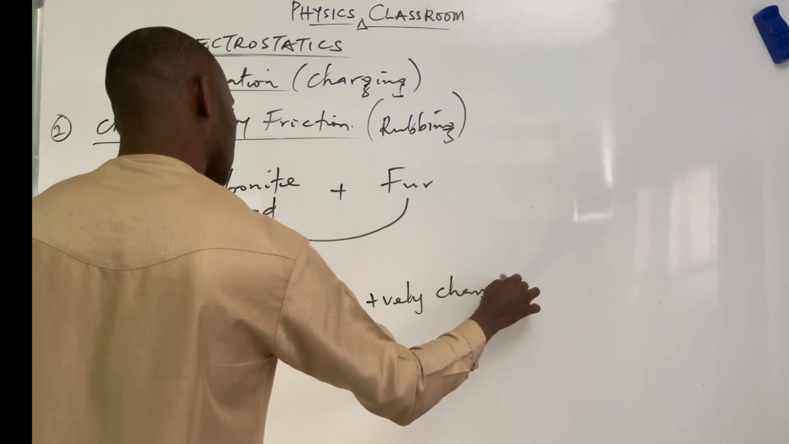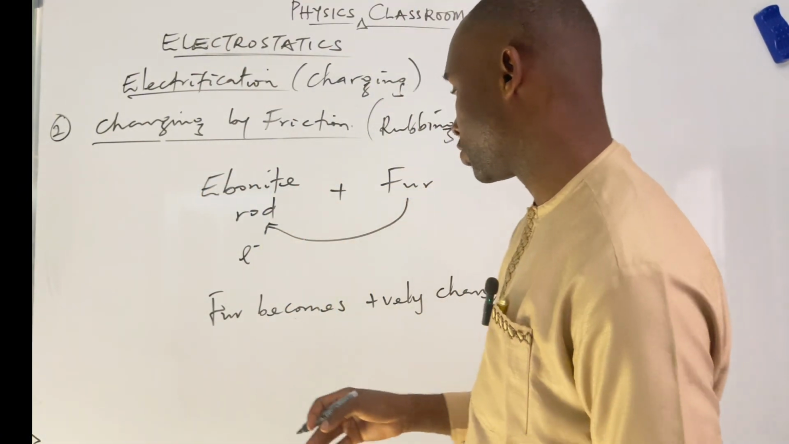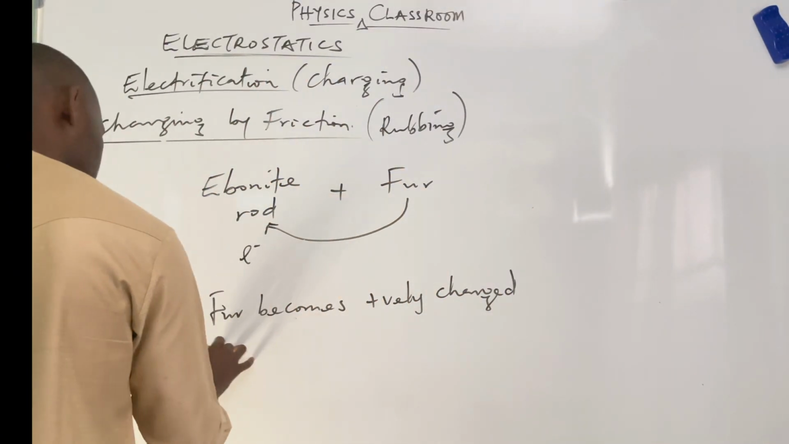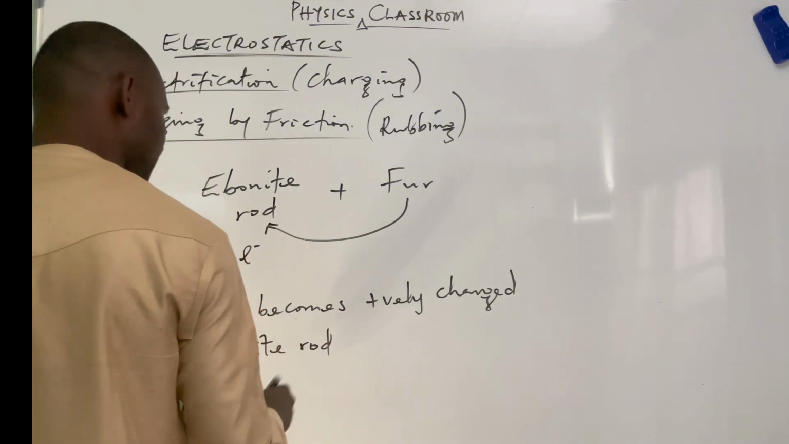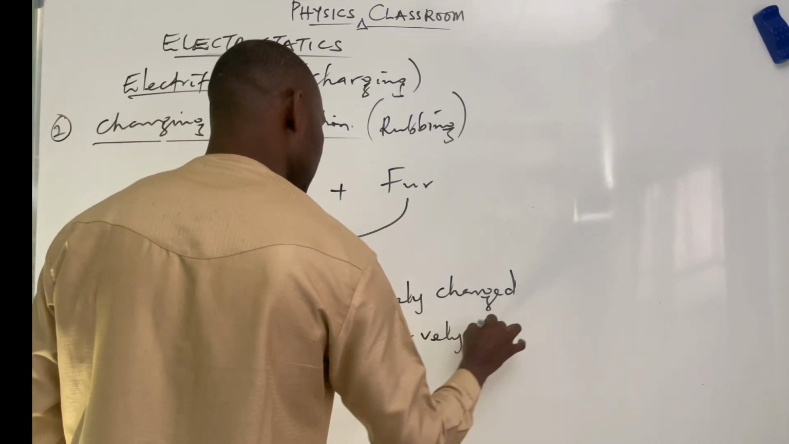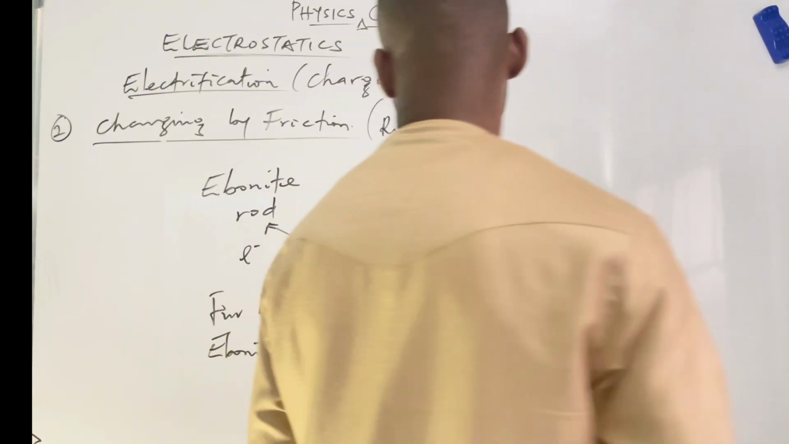Why? Because it is the fur that is losing electrons to the ebonite rod. So it's positively charged, whereas the ebonite rod, which is gaining electrons, becomes negatively charged. Take note of that. We can have another example.